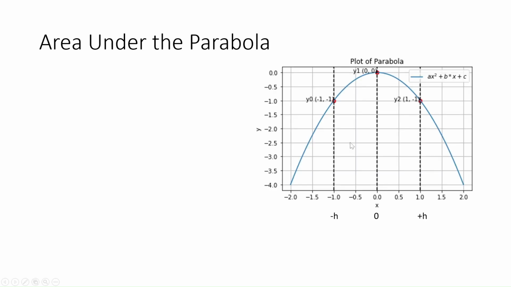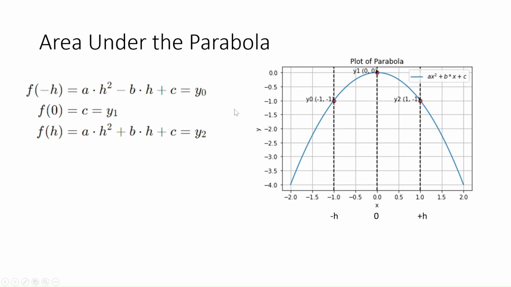Coming back to the same picture again, we are trying to calculate the area under the parabola within the limit minus h to plus h using the equation of the parabola. So let's start plugging in numbers. In this equation, ax squared plus bx plus c, if I put the value of x as minus h, that means I'm trying to calculate y0, this point here. So I insert minus h in the equation, and what I get is ah squared minus bh plus c, which is equivalent to this point on the curve, which is y0.